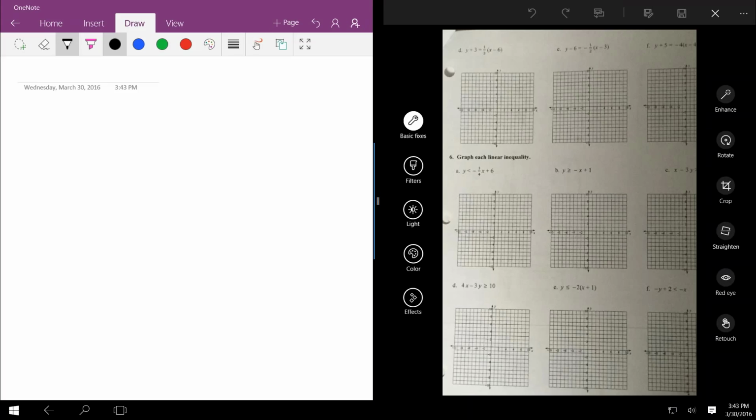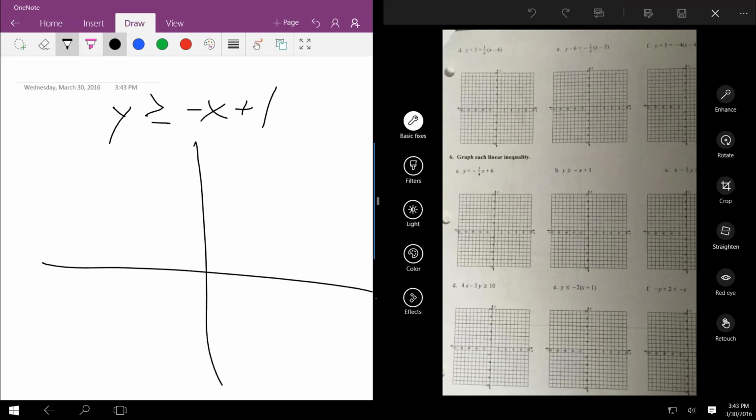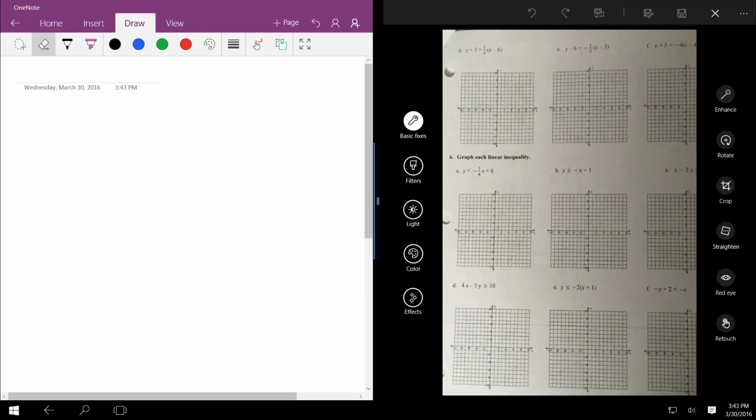So let's take a little bit more difficult one. Also already in mx plus b format. Hold it. Let's go really difficult. I know you know how to do these. These are going to be a piece of cake for you. There is one on here though that's a little different. The last one.